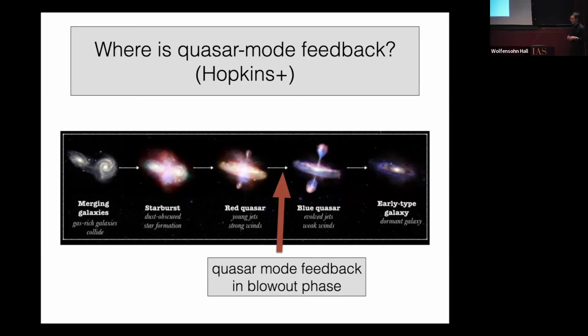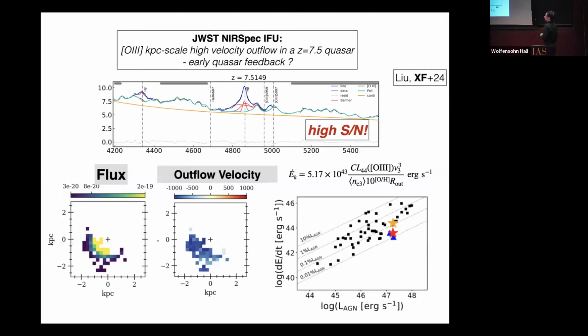Now we can look at the ISM gas in those galaxies at high redshift. Particularly, we can look at oxygen III, which usually is the strongest nebular line in an ISM, and look at spatially resolved information to see whether there is an outflow or not. So this is our first attempt, a JWST IFU observation of a redshift 7.5 quasar at the H-beta oxygen region. The first thing I want to tell you is the insanely high signal to noise of these spectra. These wiggles are real. They are not noise.